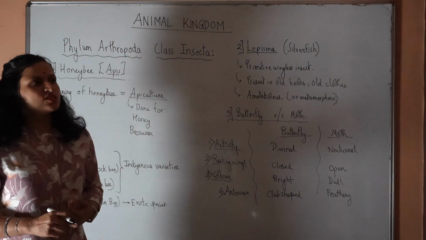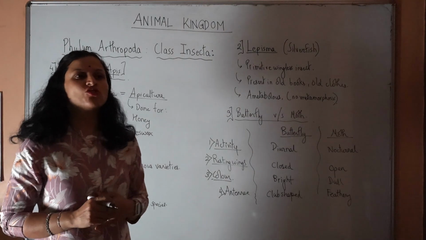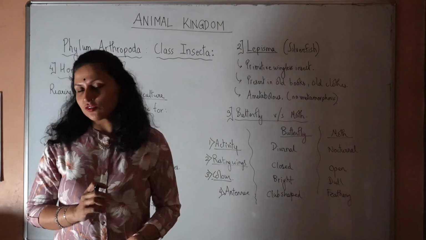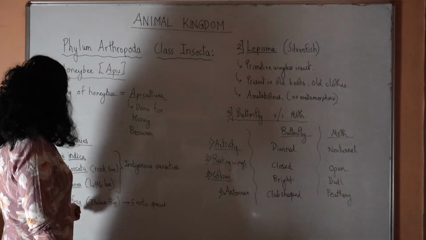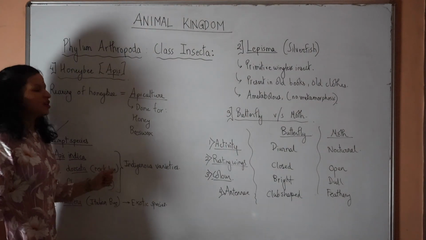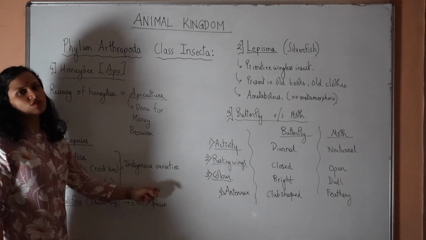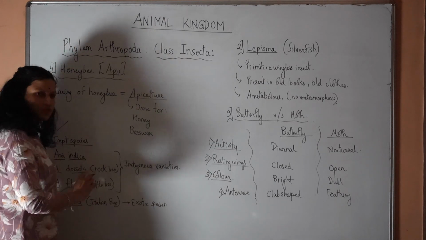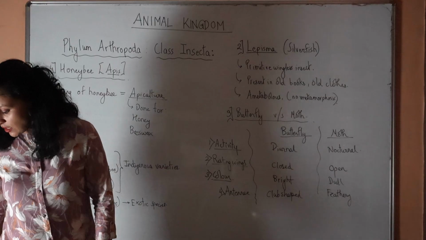And third feature that it should show is that it should be docile. It should not be aggressive. So all the 3 qualities are satisfied by this Italian bee, and that's why it is the more preferred species instead of the indigenous species that are found in India. These species are important for you, especially in the 12th standard syllabus.